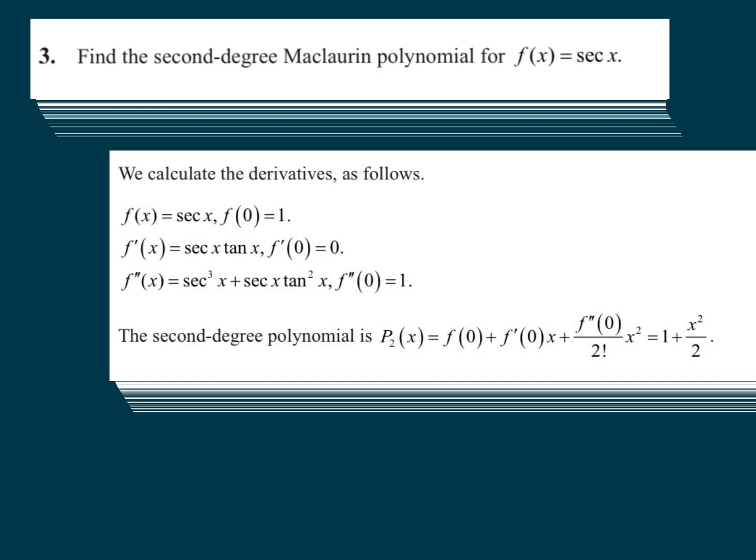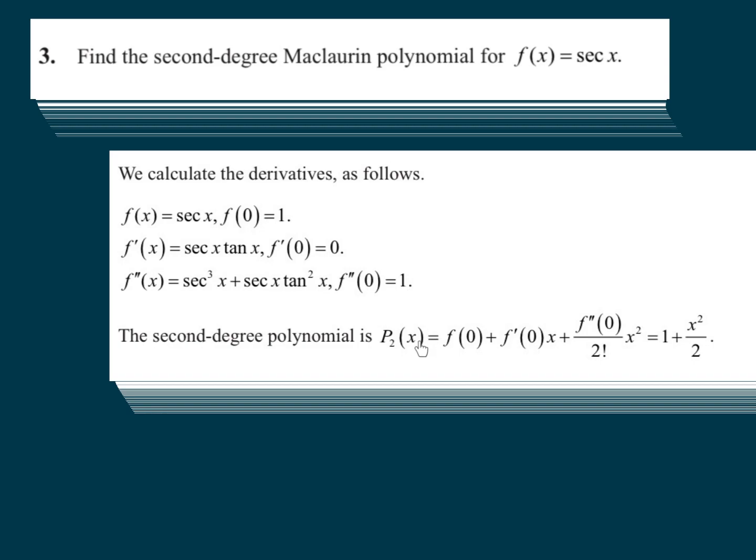The first derivative evaluated at x equals 0 is 0 because tangent 0 is 0. So 0 times something is 0. And the second derivative is 1 because at x equals 0, this term is 0, and this is secant cubed, 1 divided by cosine cubed. Cosine of 0 is 1, so cosine cubed is 1. I evaluate at 0, so this other term is 0.